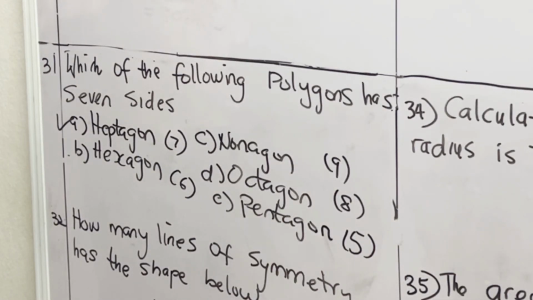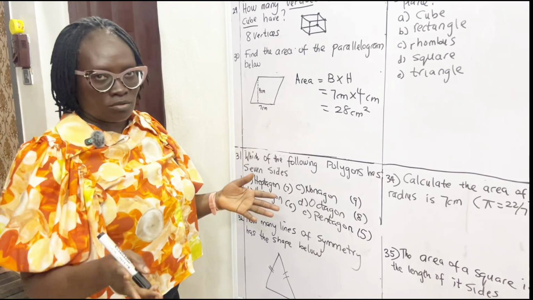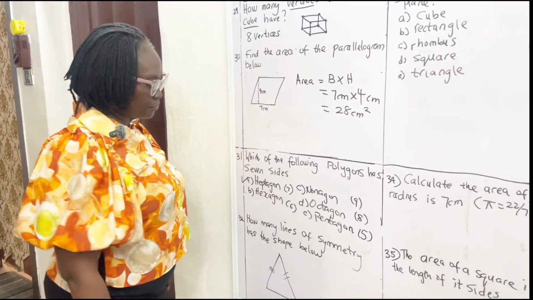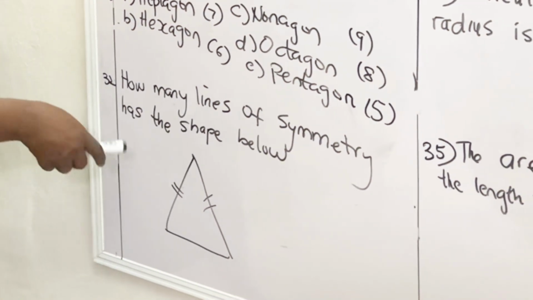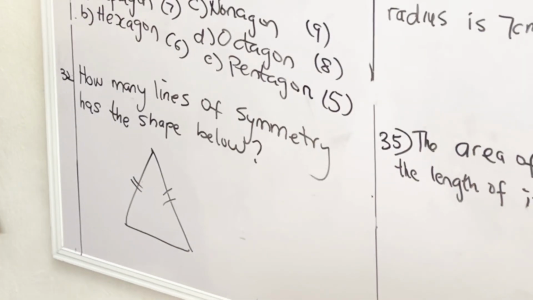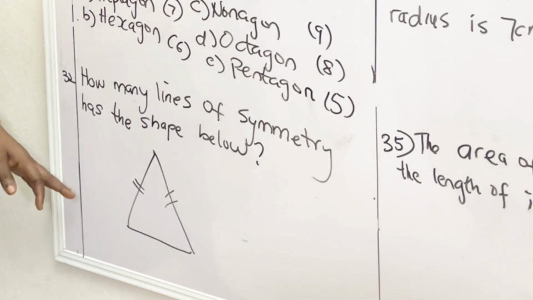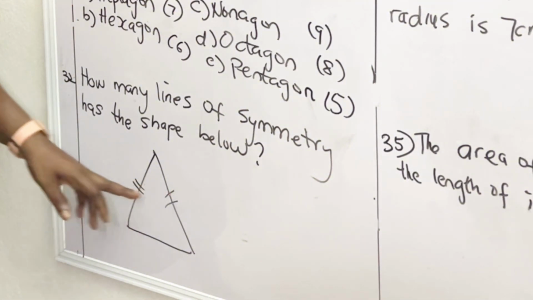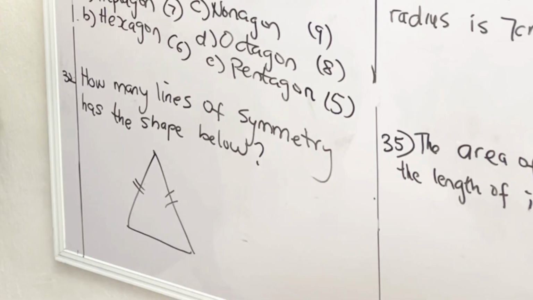The other polygons are: the one with 10 sides is a decagon. The one with 4 sides is a quadrilateral. And the one with 3 sides is a triangle. Question 32 says, how many lines of symmetry has this shape below? This shape has 2 sides equal. If the 3 sides are equal, it's an equilateral triangle. But because it has 2 sides equal, it is an isosceles triangle.